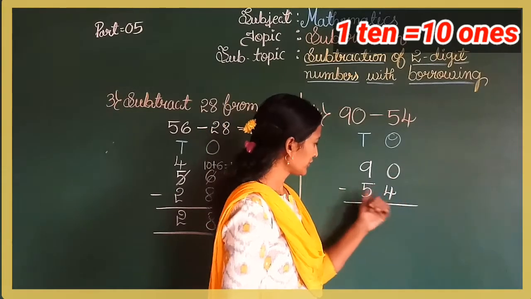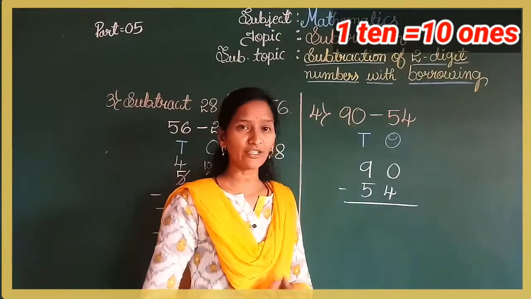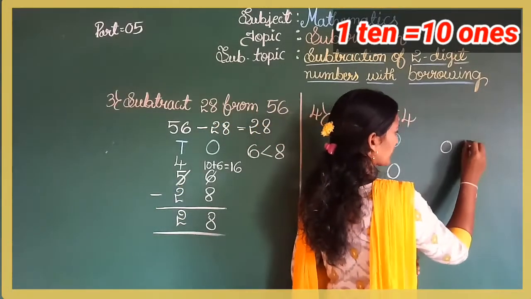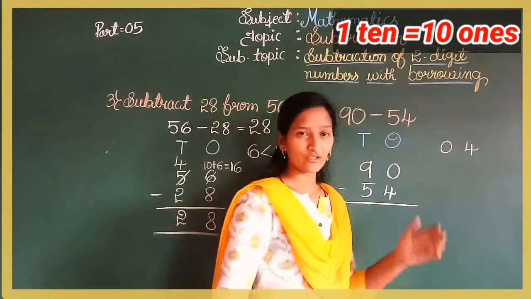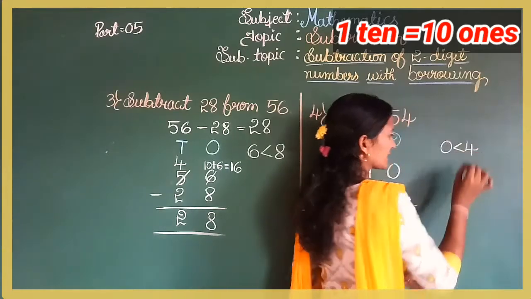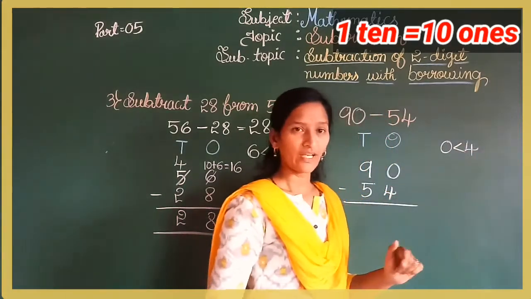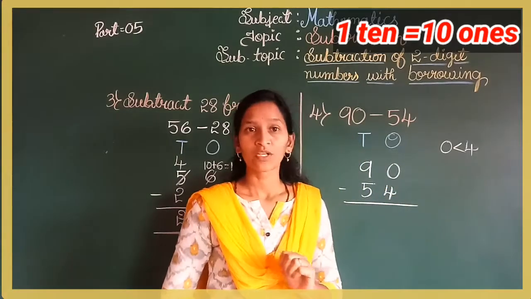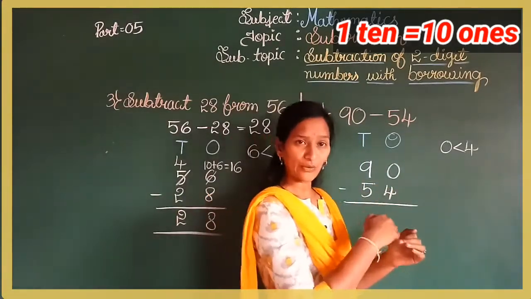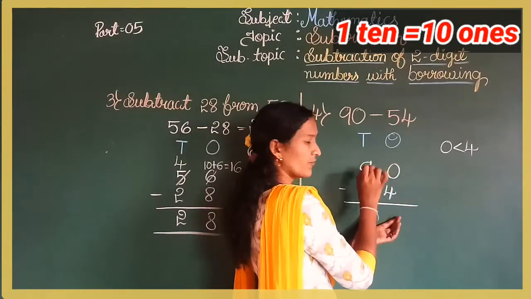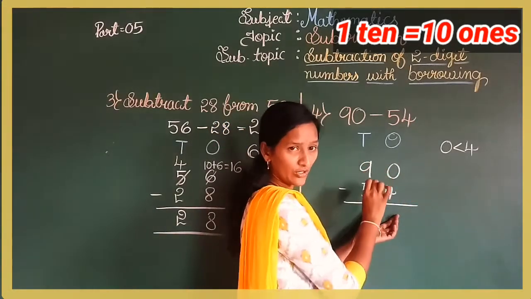It is 0 minus 4. Yes, what is 0 minus 4? 0 minus 4, is it possible to subtract? It is not possible to subtract because 0 is less than 4. From 0, we cannot subtract the number 4. So you have to take a borrow. Okay? Yes, here 0 will borrow 10 from the tens column.